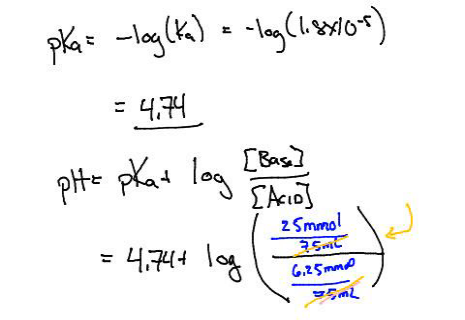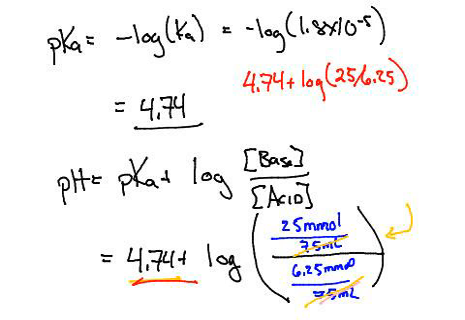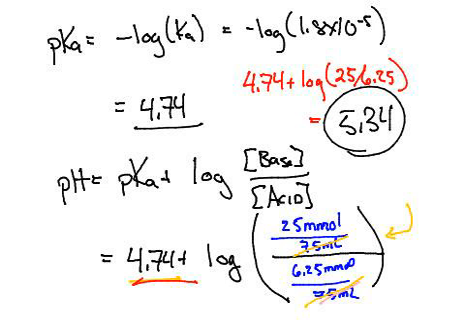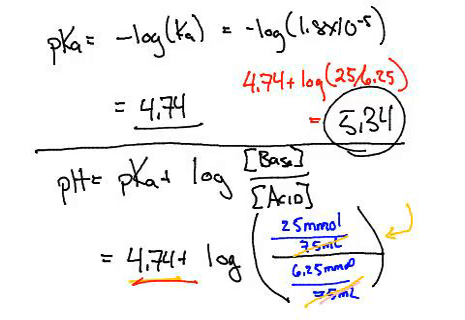So all we need to do on our calculator is type in 4.74 plus log, parentheses, 25 divided by 6.25, parentheses, equals 5.34. And that's the answer we got earlier. All you would have to do is use the Henderson-Hasselbalch equation. Now, a caution. When does the Henderson-Hasselbalch equation apply? Only in buffers.